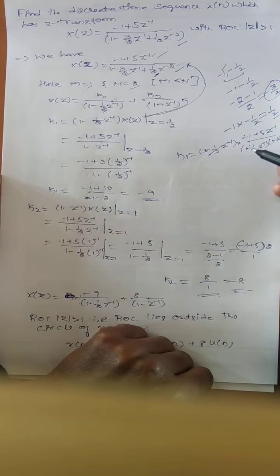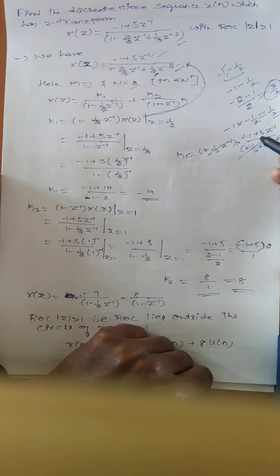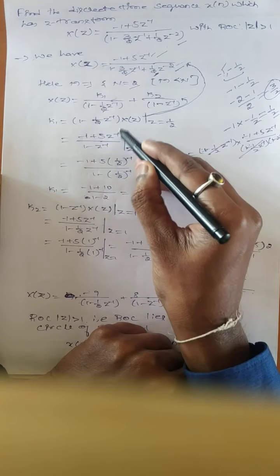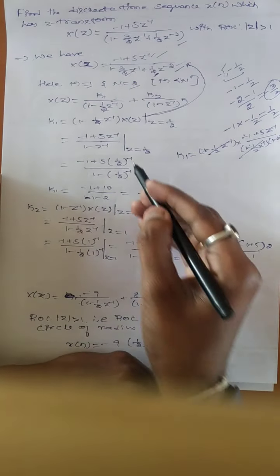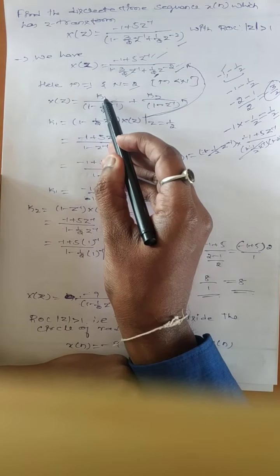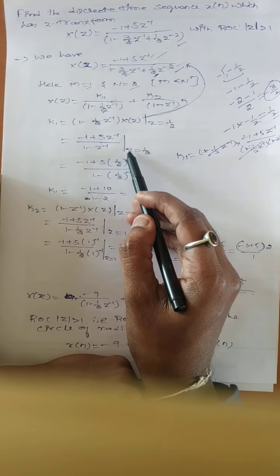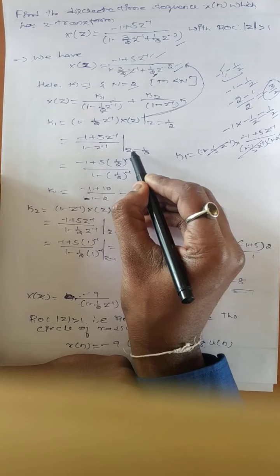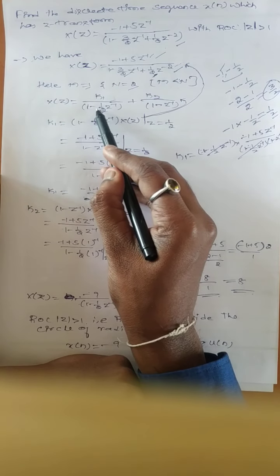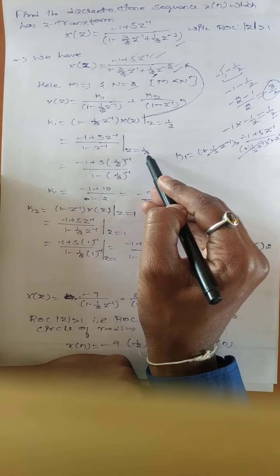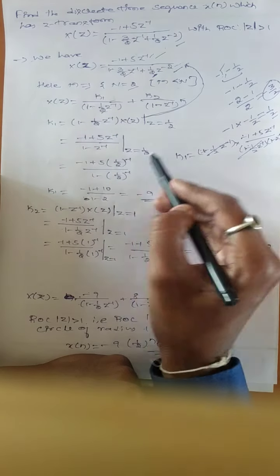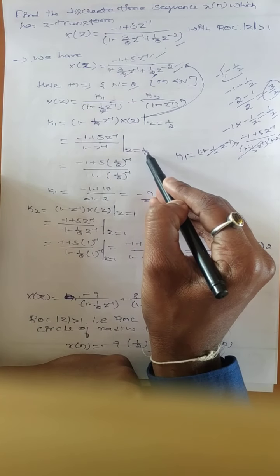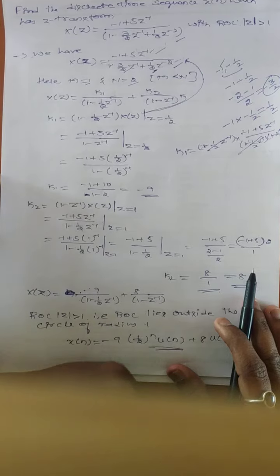Look at this, and this will get cancelled. Remaining is minus 1 plus phi z inverse divided by 1 minus z inverse. This is what I have written here. Now the value of z is 2 because we are calculating the k1 value. So the value of z is equal to 1 by 2. If it is minus, you take it as plus 1 by 2. If it is plus, you take it as z is equal to minus 1 by 2, and vice versa.